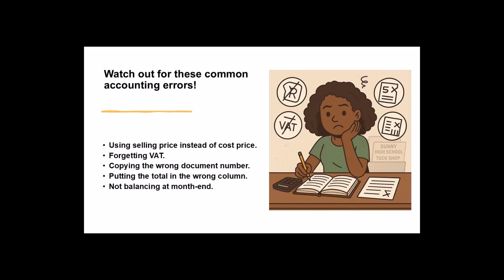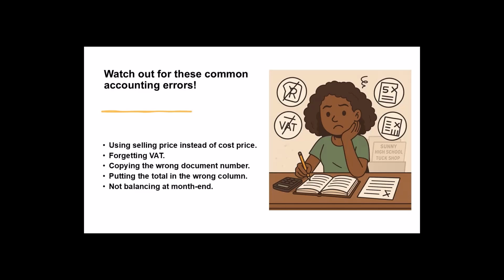Number 3, copying the wrong document number. Check carefully. Suppliers' invoices and credit notes each have their own numbers. Use the correct one every time, since you will use these to trace the transaction back from the journal to the source document in the event of a dispute.